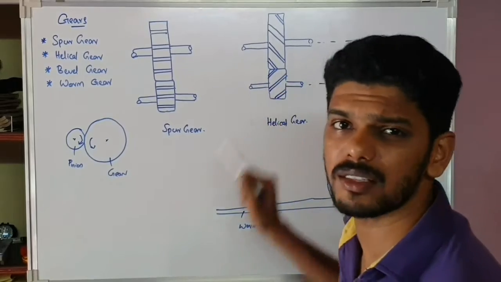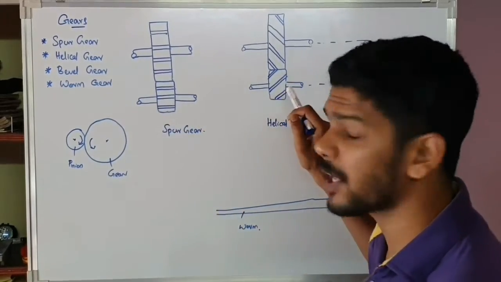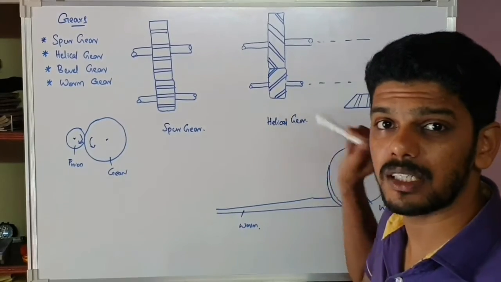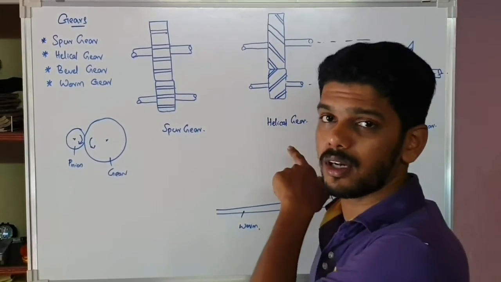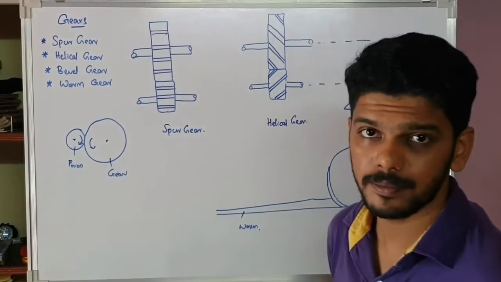In the spur gear, vibrations will be very high. Here the vibrations will be very low. But the problem is that slipping can occur here. Here the chance of slipping is very low. Here the chance of slipping is very high.